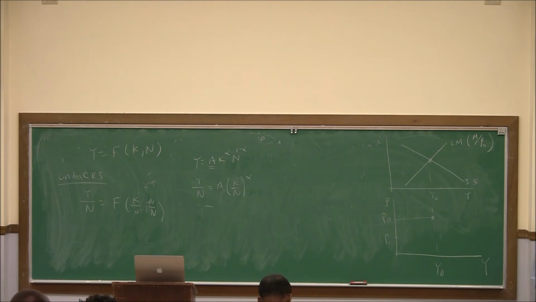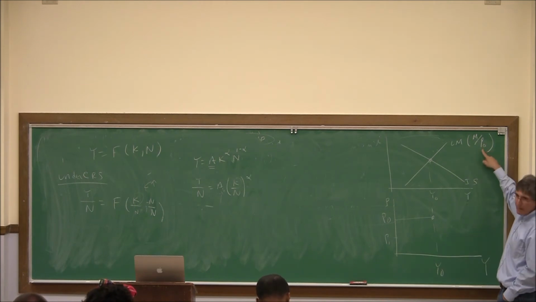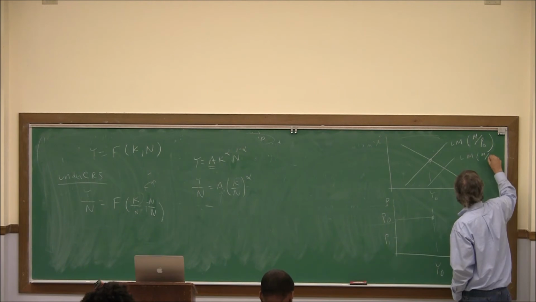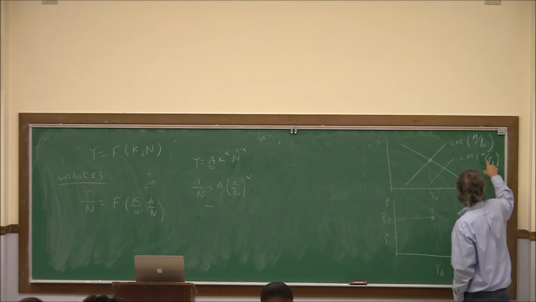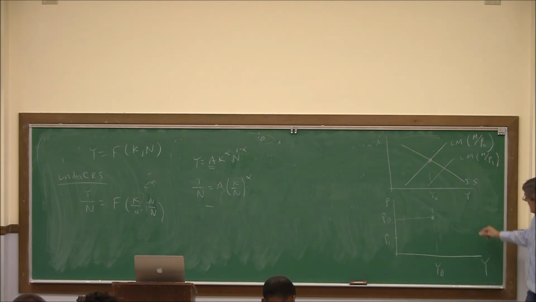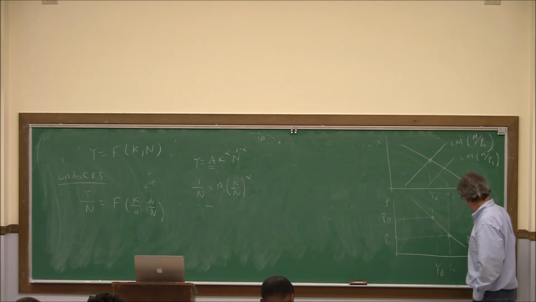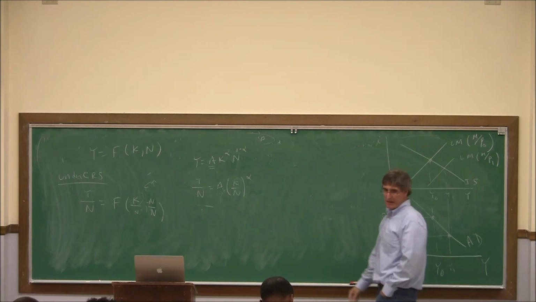So, hello, IS-LM curve. If I lower P, what happens? I say, oh, well, M over P goes up, because P goes down. So it must be that the LM curve shifts out to M over P1, because this is now bigger. So at the lower price, output goes up. So it must be that the demand curve has a negative slope.